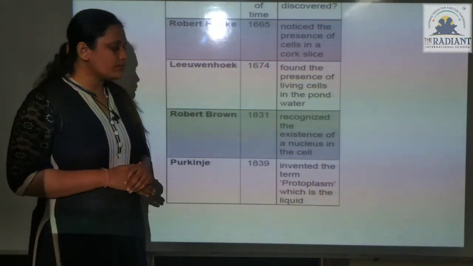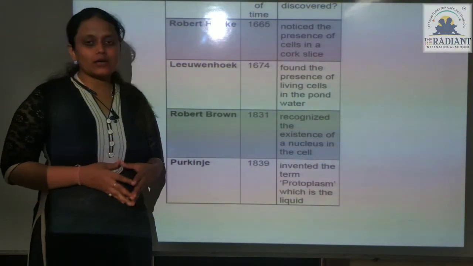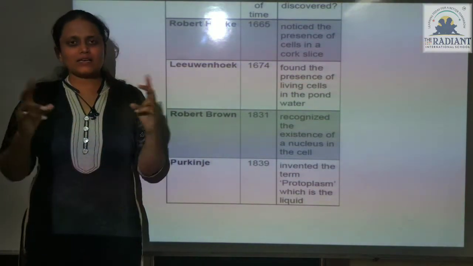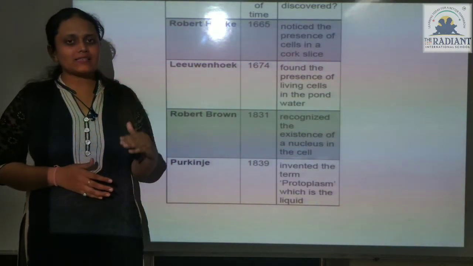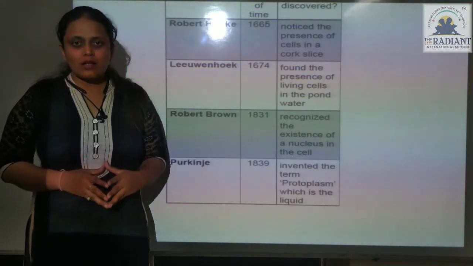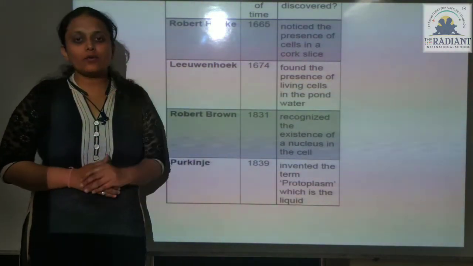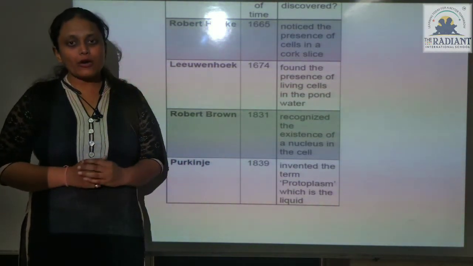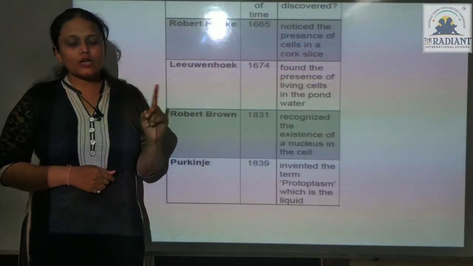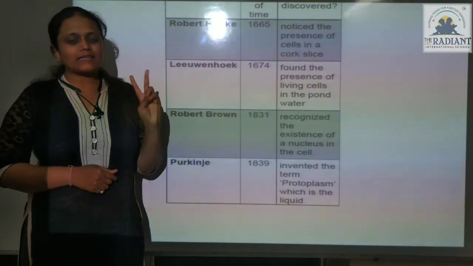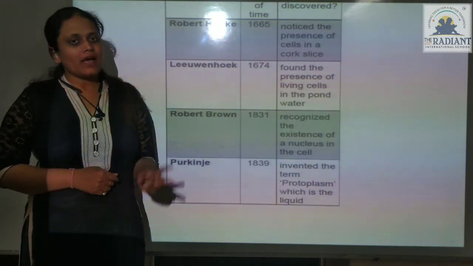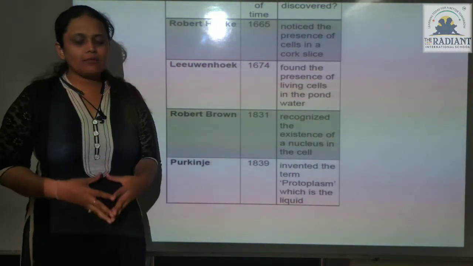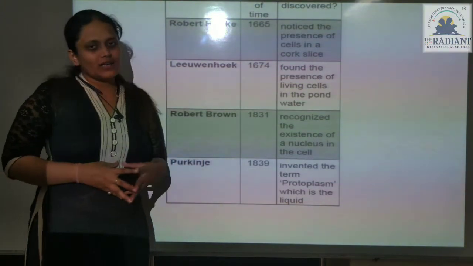He coined the term protoplasm, which is the liquid present inside the cell. Protoplasm has been given a specific name, the living fluid of the cell. Protoplasm is made up of cytoplasm, that is the cellular fluid, and nucleoplasm, that is the fluid of the nucleus. They both combine and form protoplasm, which is known as the living fluid of the cell. And the name was given by Purkinje in 1839.